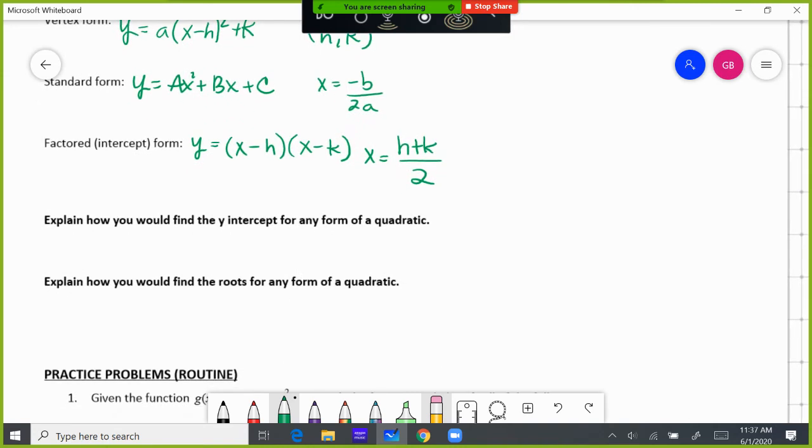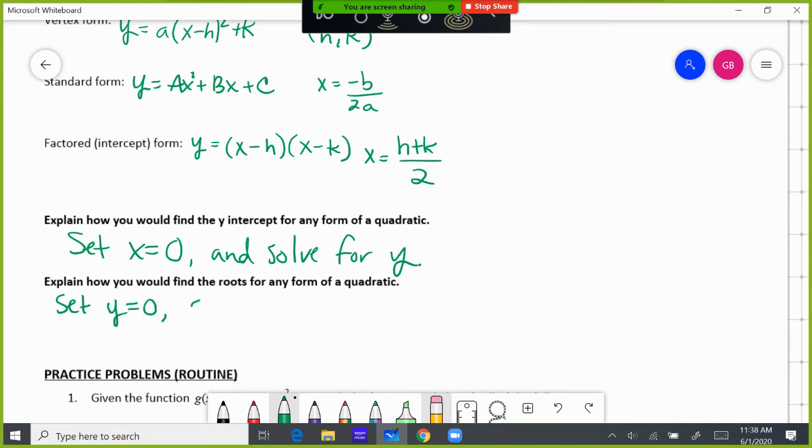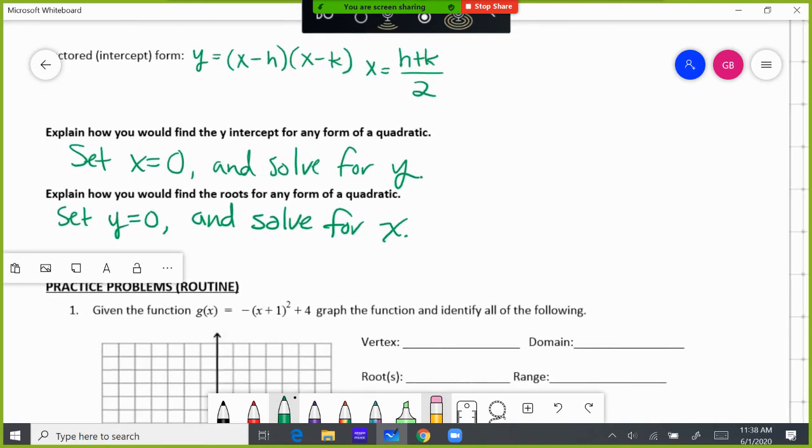Explain how you would find the y-intercept of any form of the quadratic. So you just set x equal to 0 and solve for y. That will give you the y-intercept. For the roots, it's the opposite. You set y equal to 0 and solve for x. And here's some practice problems down here.